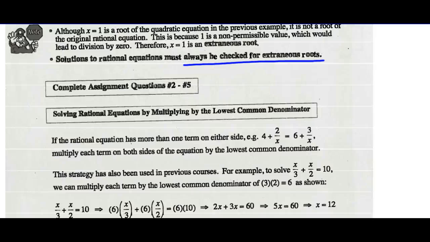So I'd like you guys to try questions 1 through 5, and then you come back and do lesson 8, part B. All right.